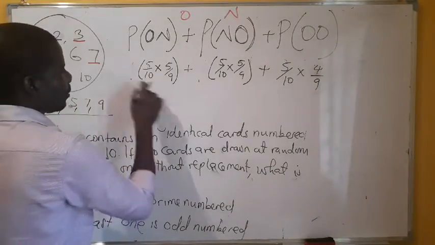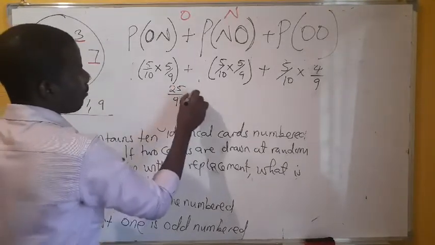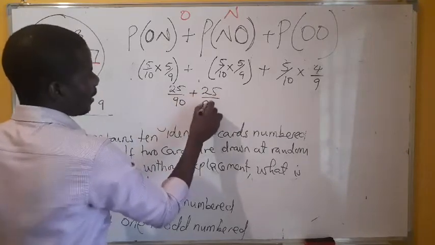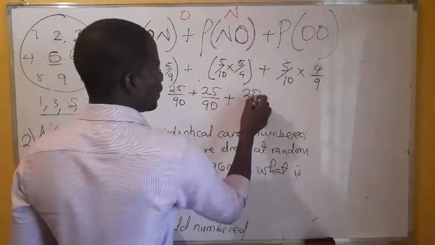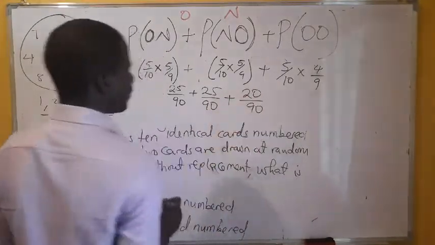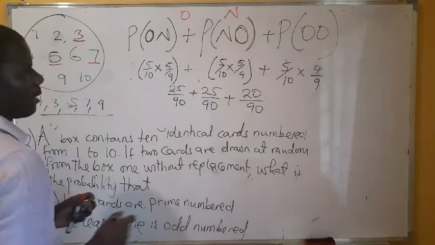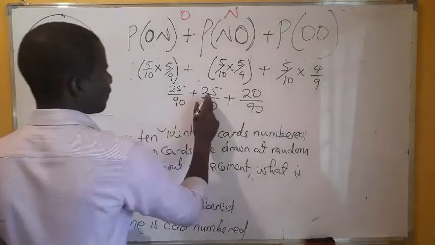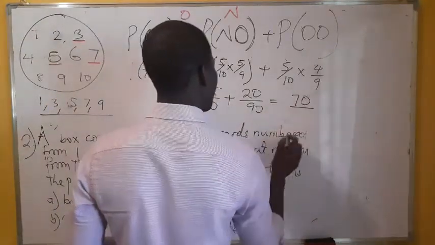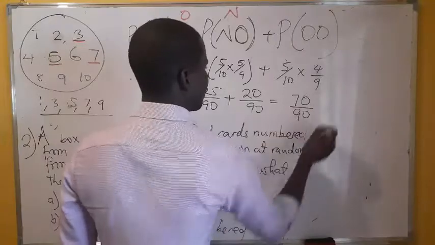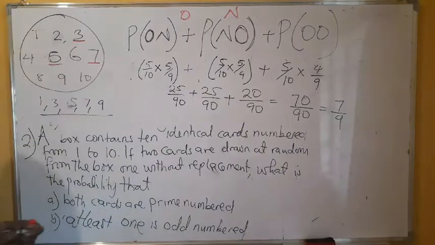So we simplify these. What do we get? We have 25/90 plus 25/90, plus 20/90. All right, so we simplify. You can add all these now. This is 50, 70. So we have 70/90, and this gives us 7/9. All right.